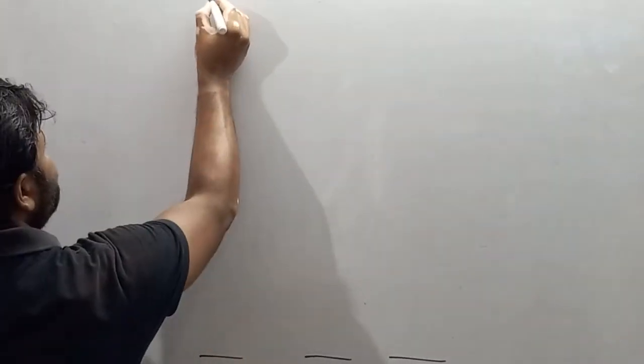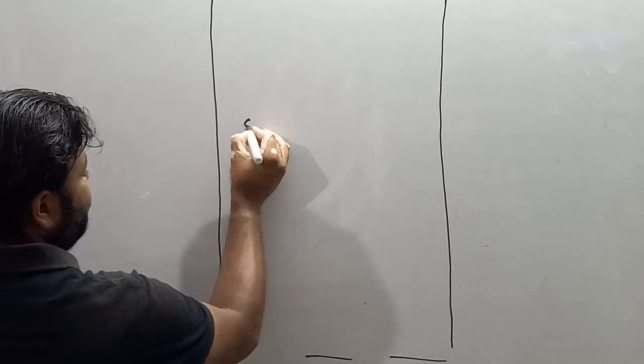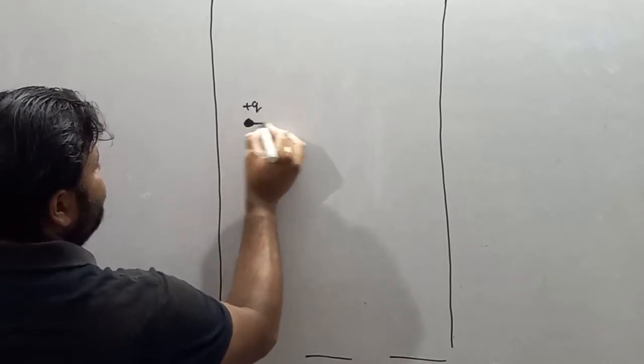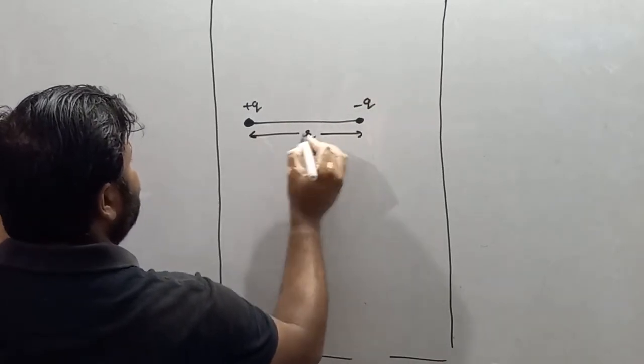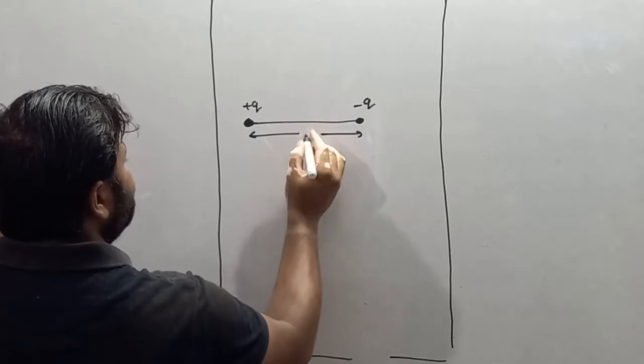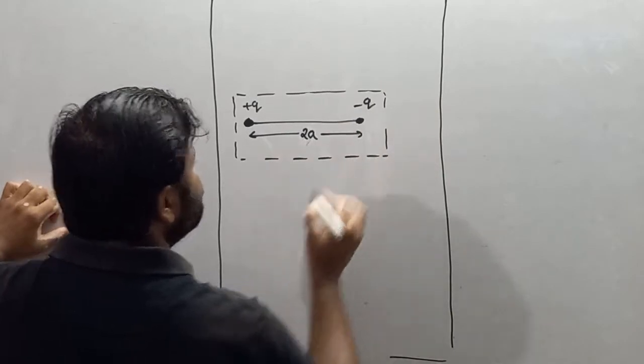It's your 10th lecture, and in the last lecture we already studied what an electric dipole is and the electric field due to a dipole on the axial line as well as on the equatorial line. So I'll repeat once again: a dipole is basically a system of two point charges, equal in magnitude but opposite in nature, separated by a very small distance. This combination of two charges is said to be a dipole system.